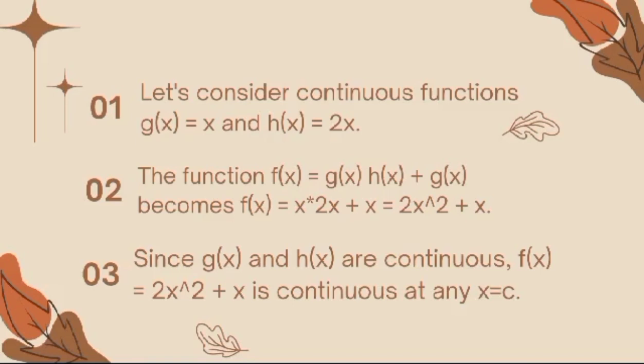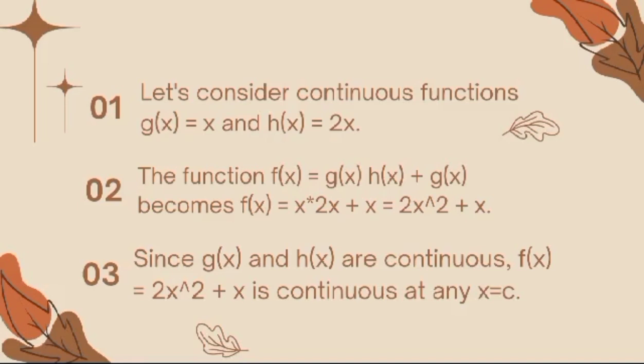Next, consider the function f of x equals g of x, h of x plus g of x, which can be written as f of x equals x times 2x plus x. Simplifying this gives f of x equals 2x squared plus x. And next, since g of x and h of x are continuous, f of x equals 2x squared plus x is continuous at any x equals c.